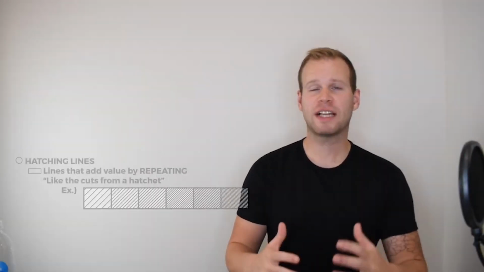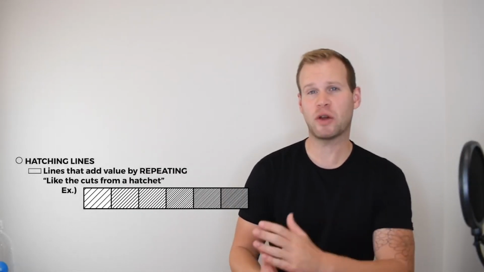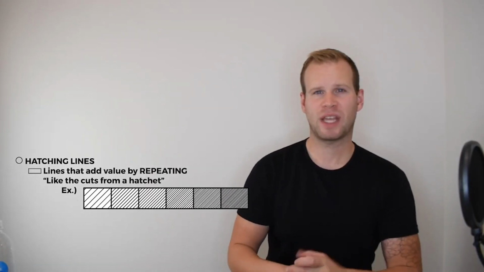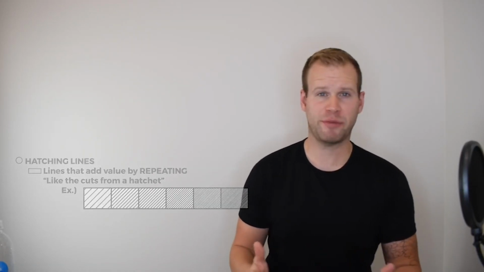hatching and cross-hatching lines. Now, this is probably the most common way that people use lines to create value, and a good way for you to remember them is the term hatching. I like to think of a hatchet chopping in diagonal lines. Hatching lines are diagonal lines repeating over and over again to create value. Kind of like the chopping of a hatchet, which is how I remember.